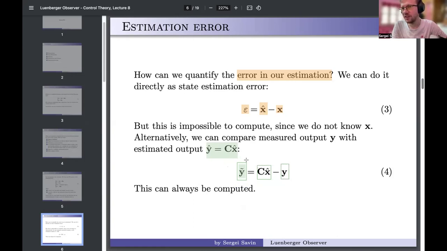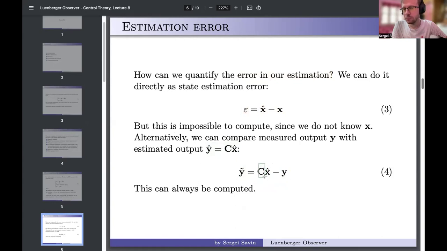Just to avoid too much notation, instead of Y hat, we simply put CX hat, right? So again, the CX hat minus Y. Now let us dwell for just a second on the equation 4. What we have in the equation 4 is the equation where each component is available to us, to our microcontroller, directly. So let me just go over it.